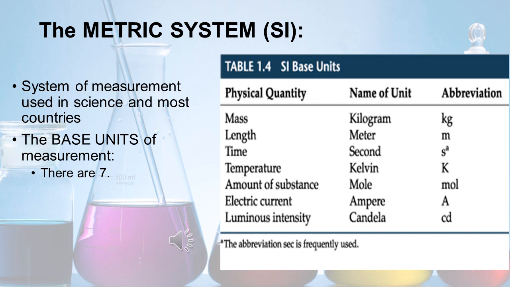The metric system is the system of measurement used in science in most all countries. There are 7 base SI units, and if you look at this table, you will see all 7. Mass is the kilogram, length is meter, time is second, temperature is Kelvin, amount of substance is a mole, electric current is the ampere, and luminous intensity is the candela.